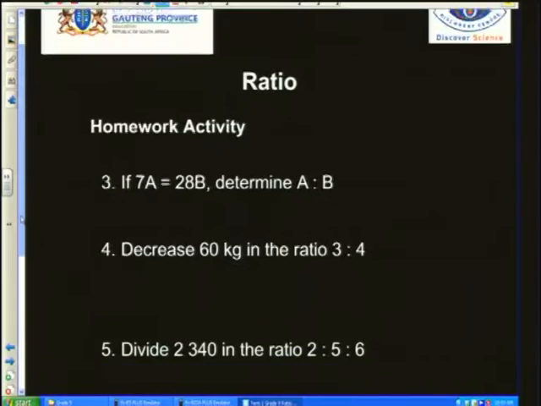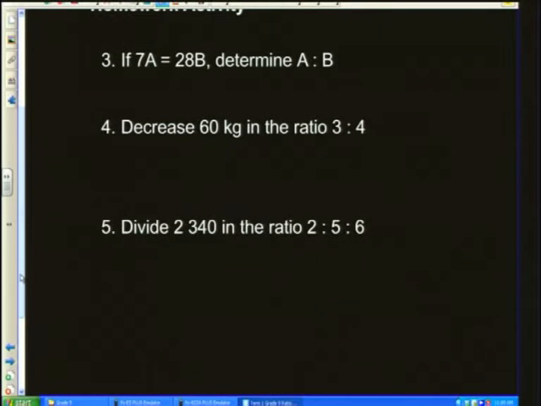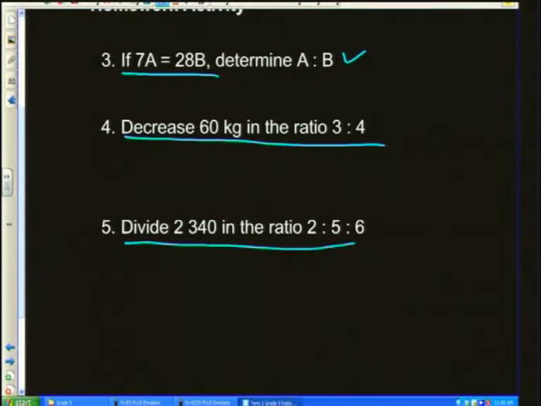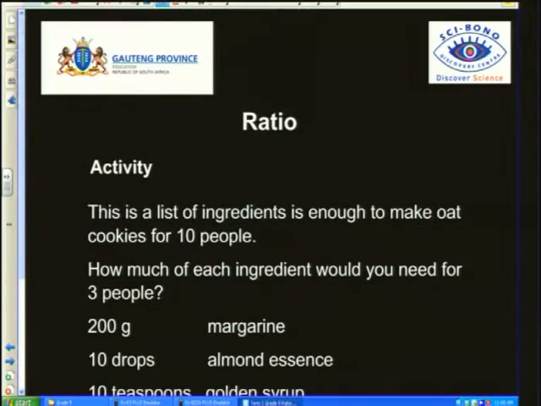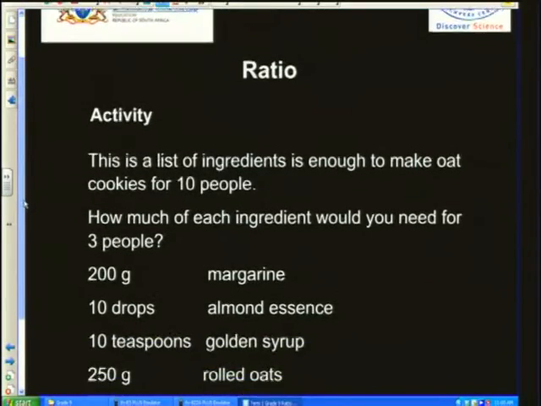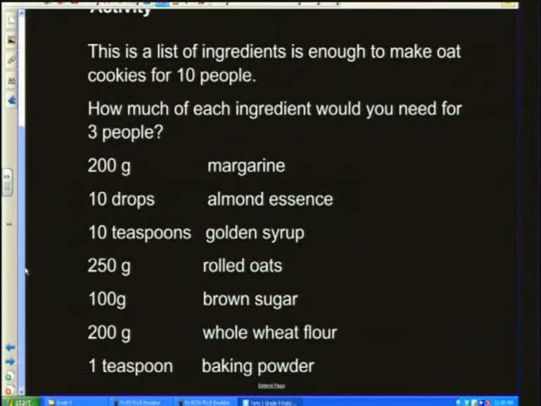Right. Then, number 3, if 7A equals to 28B, find the ratio A is to B. Decrease 60 kilogram in the ratio 3:4. Divide 2,340 in the ratio 2:5:6. Right?